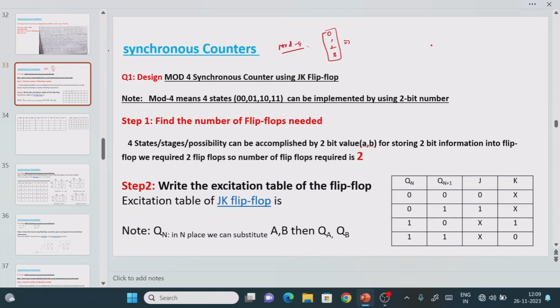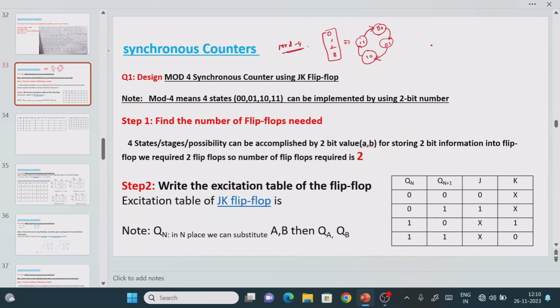If you are writing in terms of the binary number, it is 00, 01, 10, 11. After applying the first clock pulse, count will change from 0 to 1. For the second clock pulse, 1 to 2. For the third clock pulse, 2 to 3. Once the count is reached, it will return back to the initial position. So this is the meaning of mod 4.